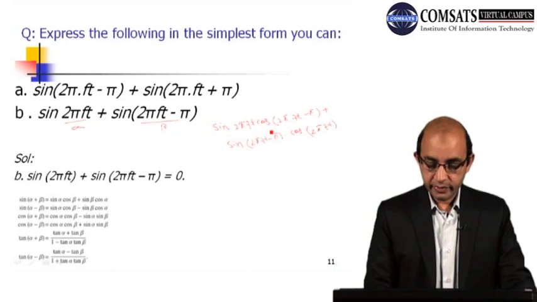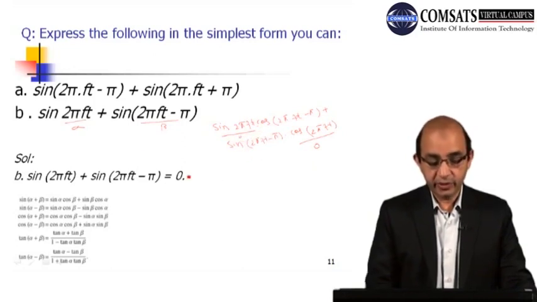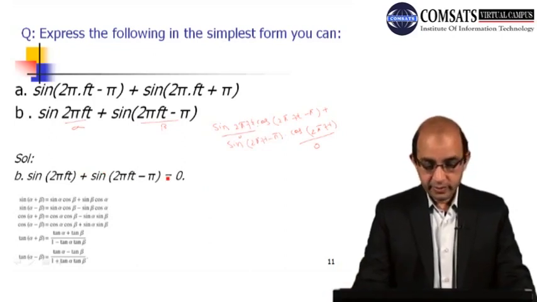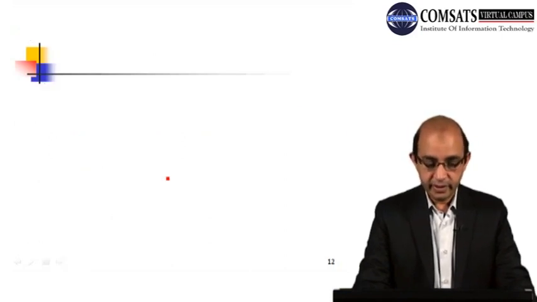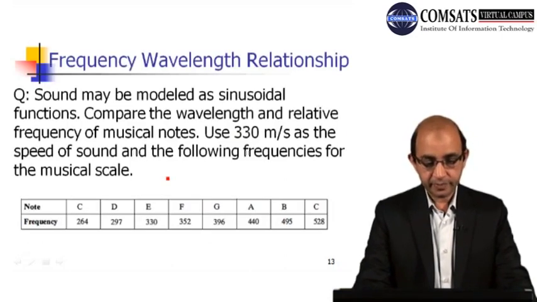So this expression will be 0 as a result of this, and here sine of 2 pi f will be 0, so we will be having 0 as a resultant. So that's it. We have expressed them in their simplest form, or solved them.